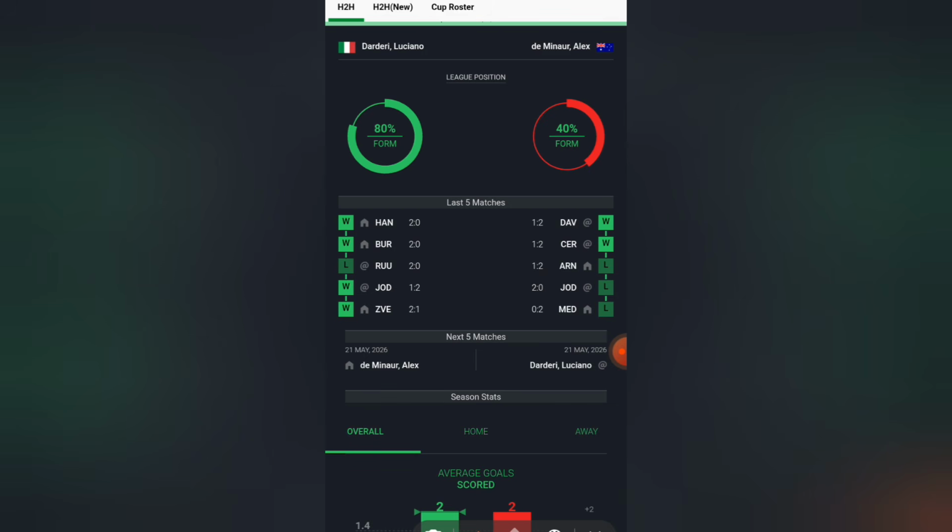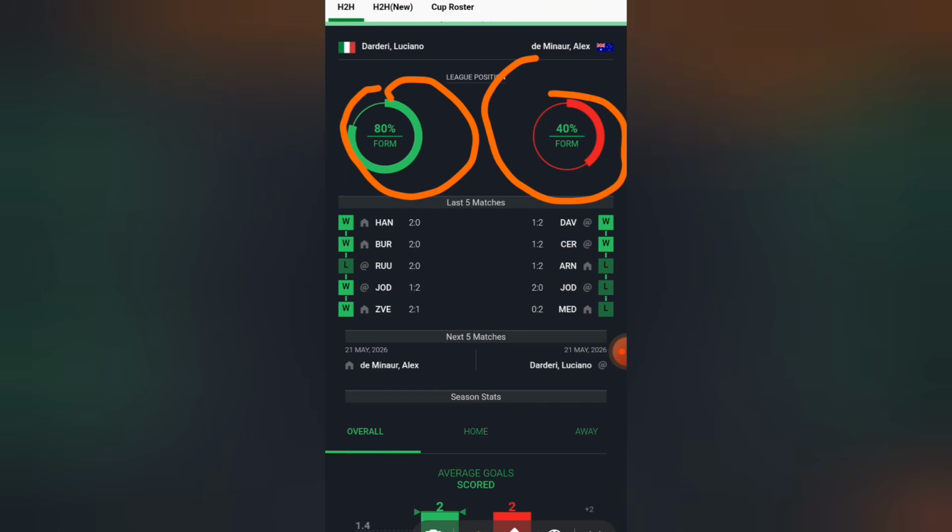The other one that I said is that they must have similar ranking. Their ranking must be very close to each other. They must not be too far. And lastly, similar recent form. But unfortunately, the recent form of these two players has a big difference. In the last 5 games of Luciano, the guy won 4 out of his last 5 games, and for the away player, Alex, the guy won just 2 out of his last 5 games.